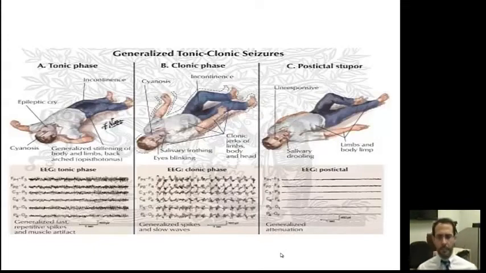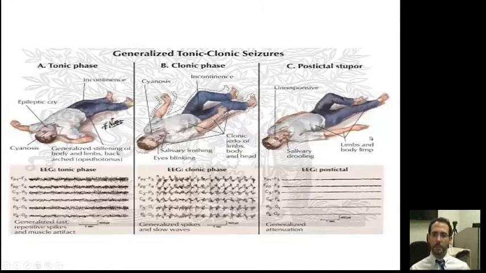Also, if they tend to cluster, let's say they had a 1 to 2 minute seizure, and then of course they're confused afterwards, but then 10 minutes later they have another seizure. That's a concern for us as well, because that can increase the chances that the patient can at some point develop status epilepticus. And we'll get to that term as well.